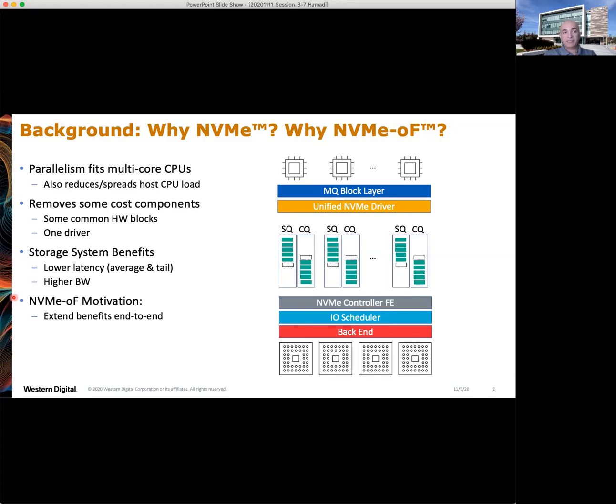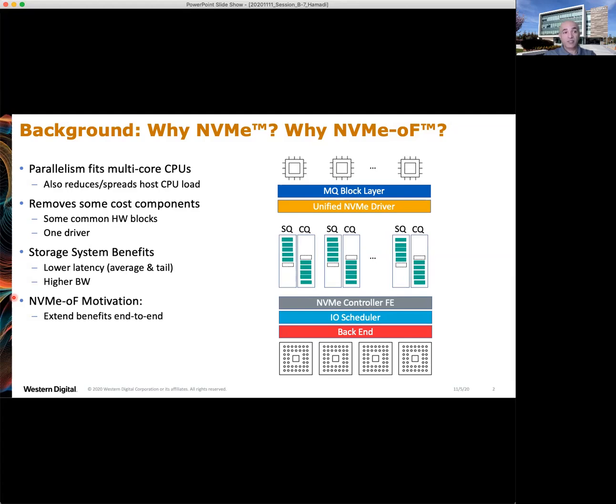Usually parallelism is needed because modern CPUs have multiple cores, and modern applications have multiple threads that actually run on those cores. Those threads running in parallel can perform I/O to storage and not have to serialize those I/O because the storage only has one queue, for example, or a few limited queues. So NVMe removes this bottleneck.